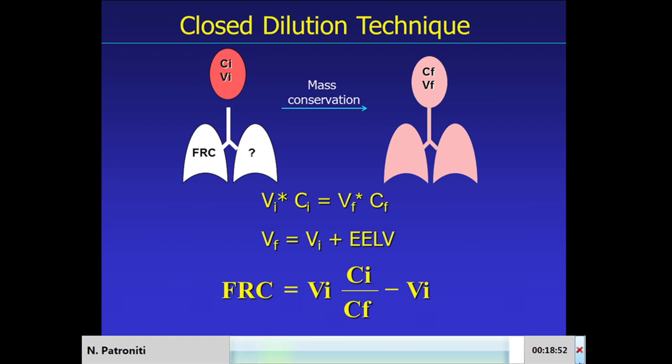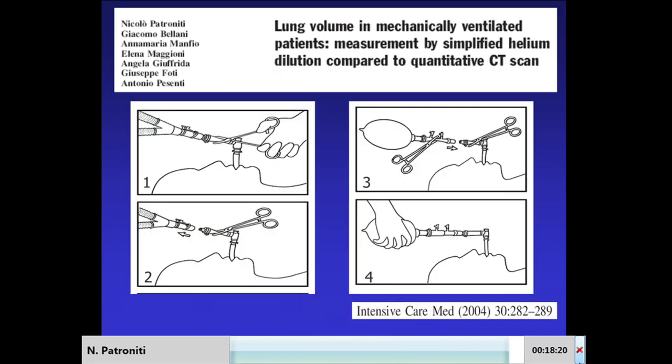In the closed dilution technique, basically we have a bag with a known volume and a known fraction of a gas, generally helium. We connect that to the patient at some point, and the lung volume we will measure is exactly the volume in the moment of connection. We will dilute, and we will have the final gas concentration.